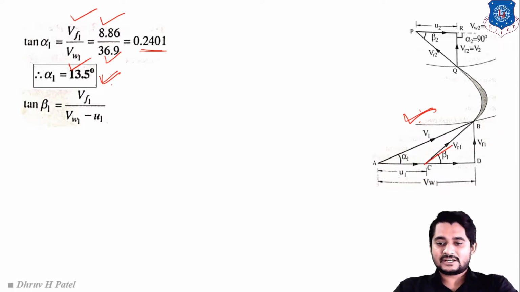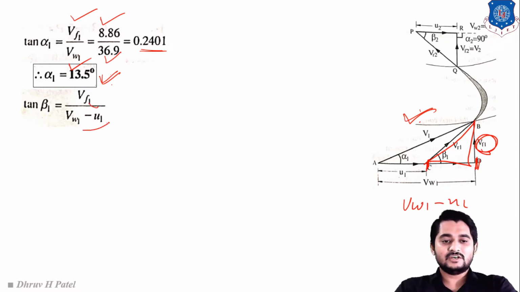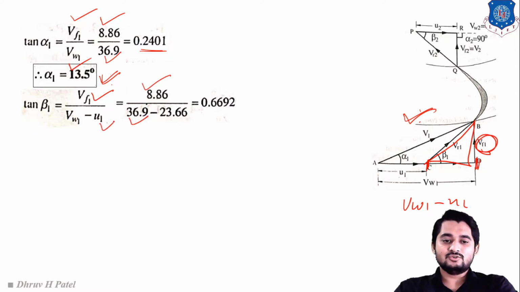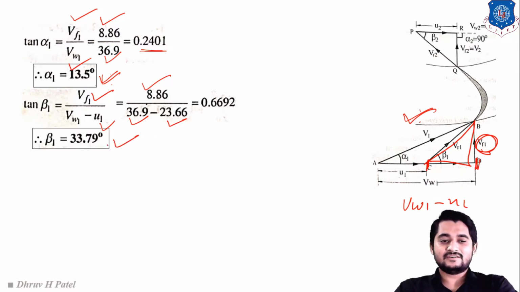After that, beta 1. For tan beta 1, let us take this velocity triangle. The opposite side is Vf1 and CD is the nearer side. We can write CD is equal to VW1 minus U1, that is the nearer side. All the values are already found by us. Vf1 is 8.86, VW1 is 36.9 and U1 is 23.66. So you can write beta 1 will be 33.79 degree.